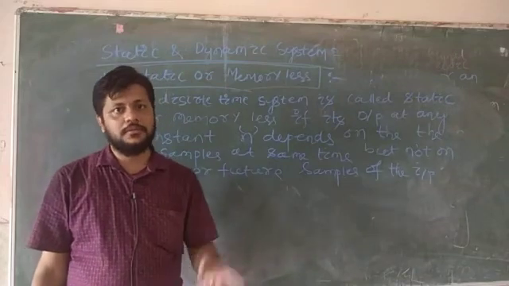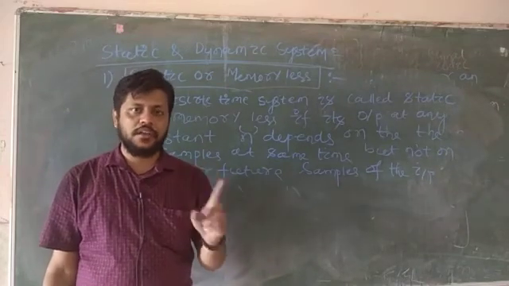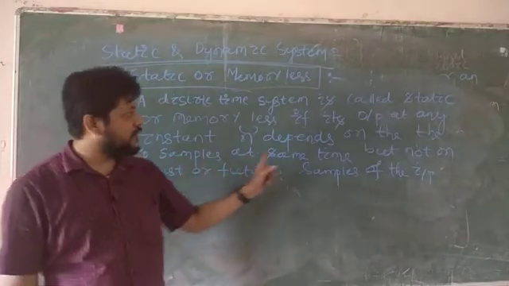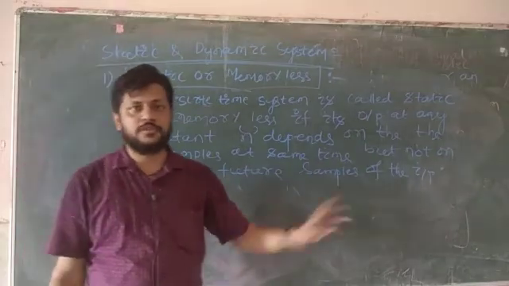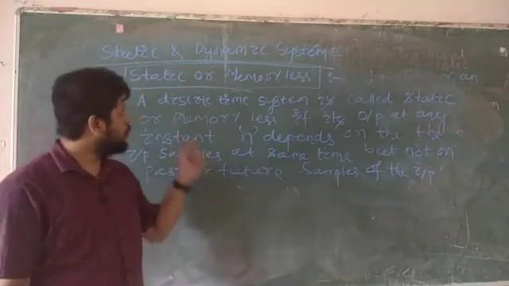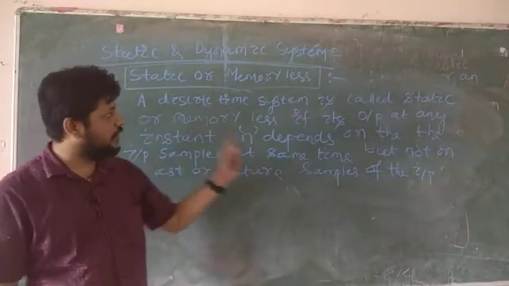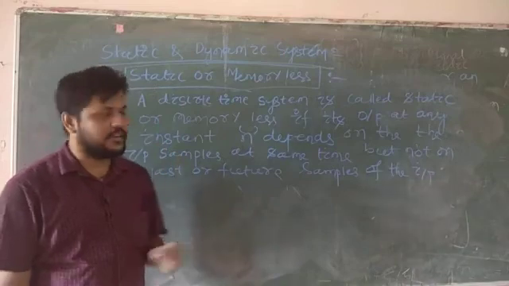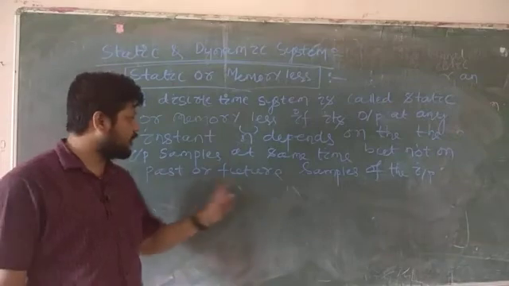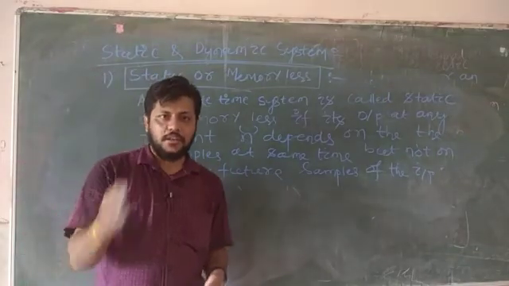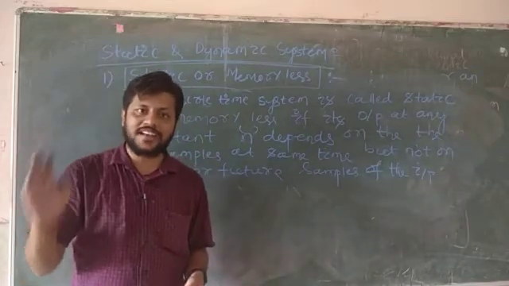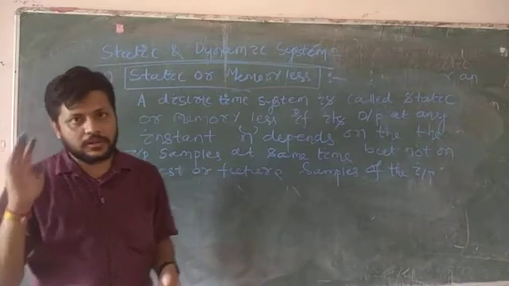For example, y of 1 means y at 1 depends on x at 1 only, just like input samples at the same time, but not on the past or future samples of the input. So just now I have read the definition. A discrete time system is called static or memoryless if its output at any instant n depends on the input samples at the same time, but not on the past or future samples. That means the output depends only on the present input, but not on the past or future input samples.